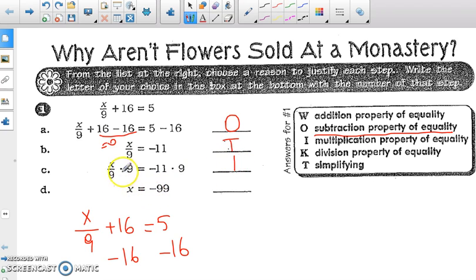And over here, as you can see, we just simplify 9 by 9, which is equal to 1. We don't have to write 1 over here because it's a multiplication. And over here, we just multiply 9 by negative 11, which is equal to negative 99. So this is basically simplification again. So if we just look at over here, simplifying is labeled as t, so we just write t over here. That's all we need to do for this part of this activity.